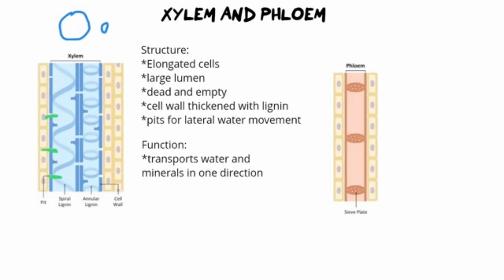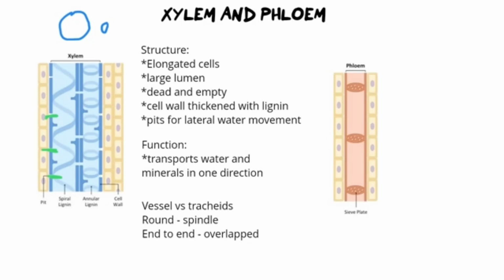And xylem vessels can come in two different structures. Basically, xylem comes in two different shapes, if you will. And we call them either vessels or tracheids. Vessels are round and elongated, whereas tracheids are spindle. And what spindle means is that they sort of taper off at the end.